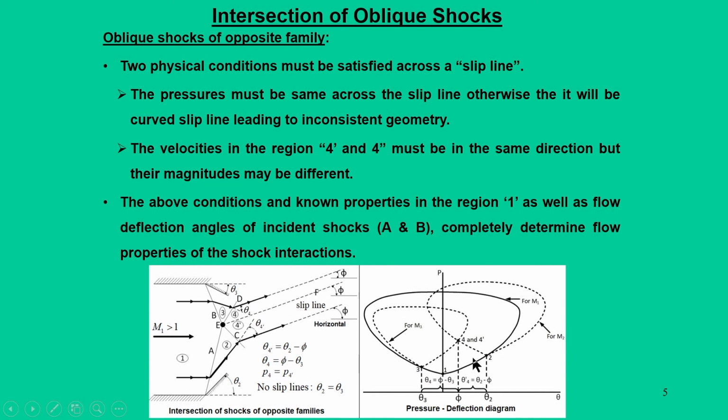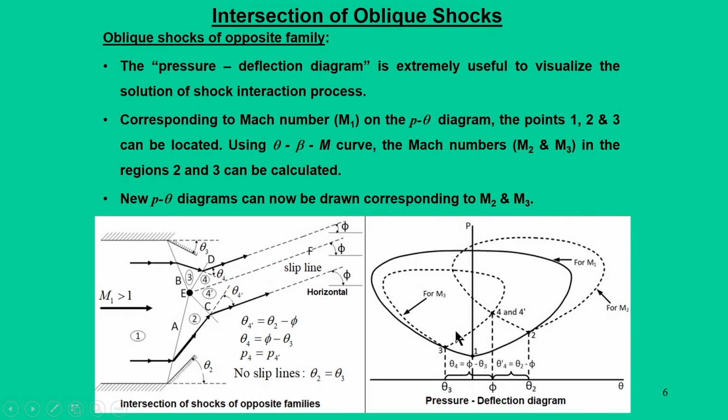So, from this, and of course region 4 and 4 dash, we can also find the pressure. This is how the problem is solved, the complete flow properties are solved. Whatever things I have explained have been written here: that pressure deflection diagram is extremely useful to visualize the solution of this interaction process.